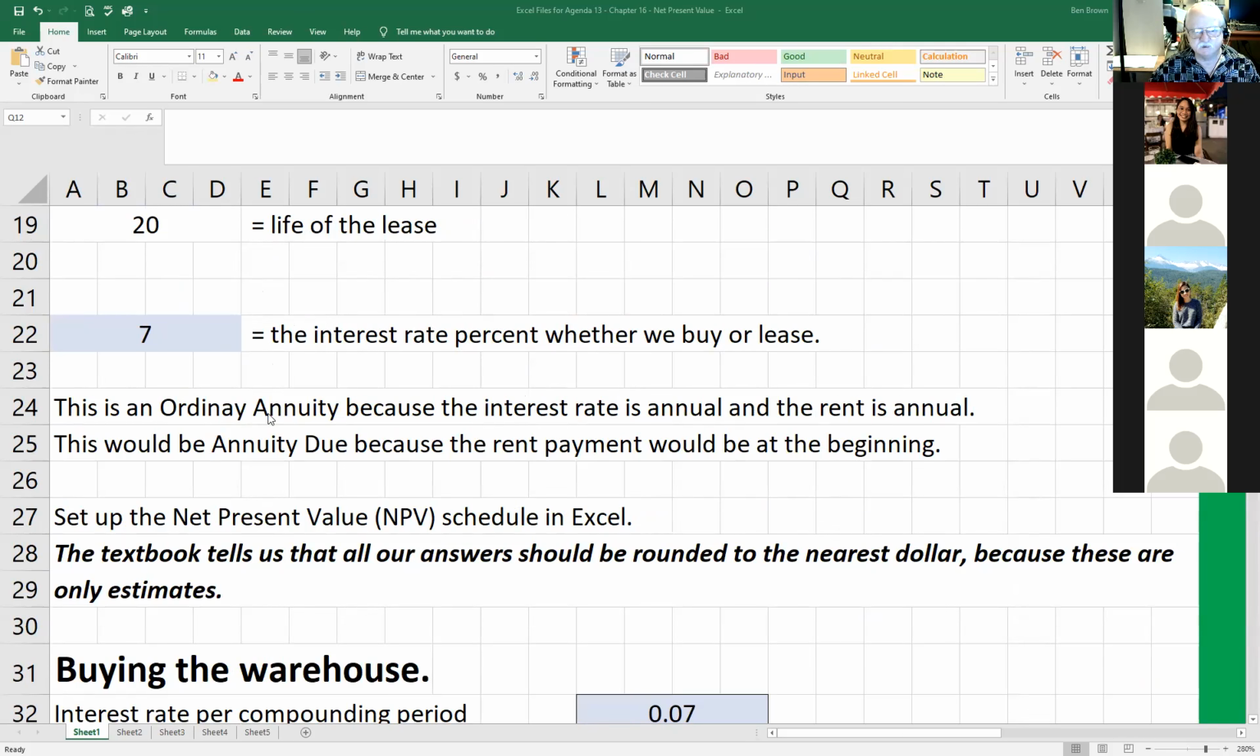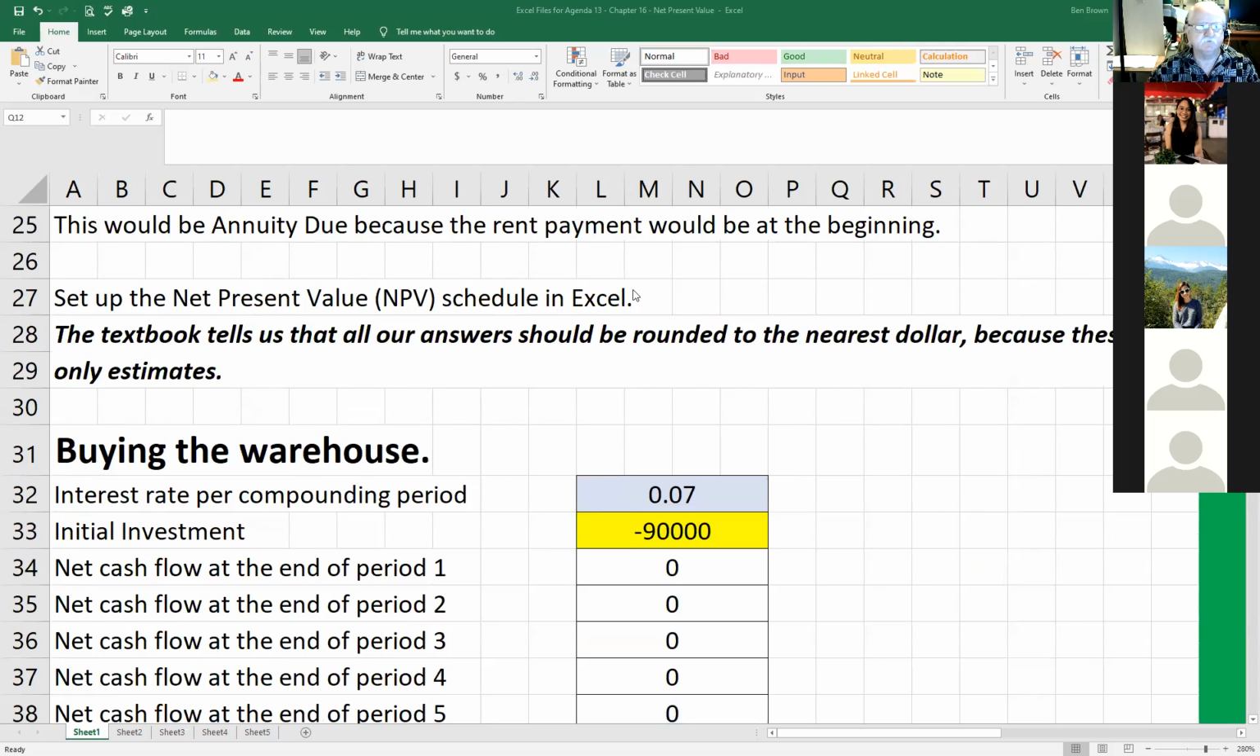So we know this is an ordinary annuity because the interest rate is annual and the rent is annual. We also know this would be an annuity due because the rent payments would be at the beginning of the period. But that doesn't really have a lot of effect on us here in this calculation. So let's take a look.